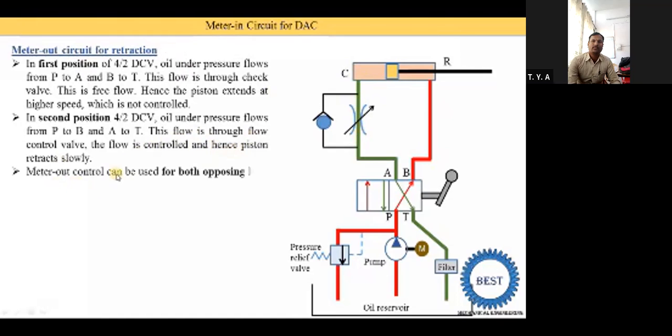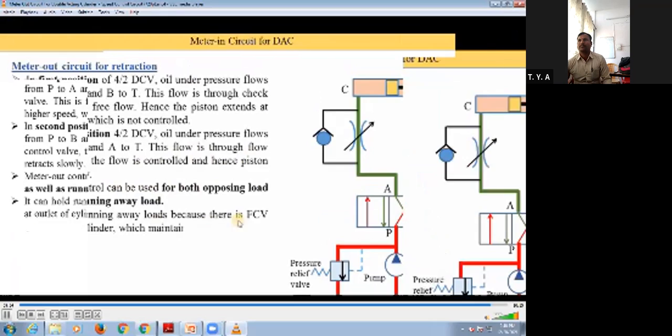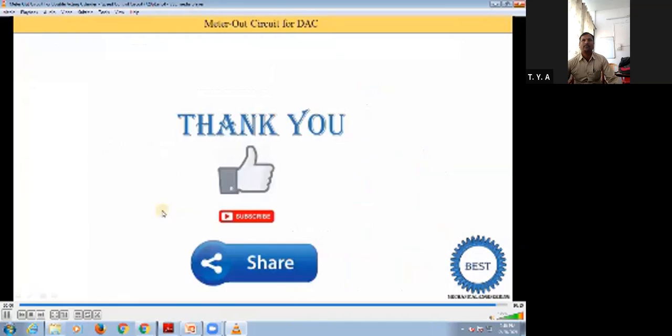So the meter out control circuit can be used for both opposing load as well as for running away load. It can hold running away load because there is a flow control valve at the outlet of the cylinder which maintains the higher pressure oil under pressure at the cylinder outlet.